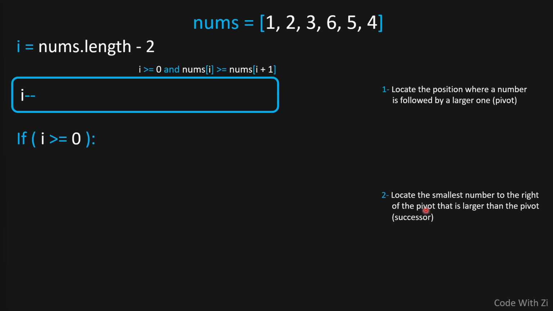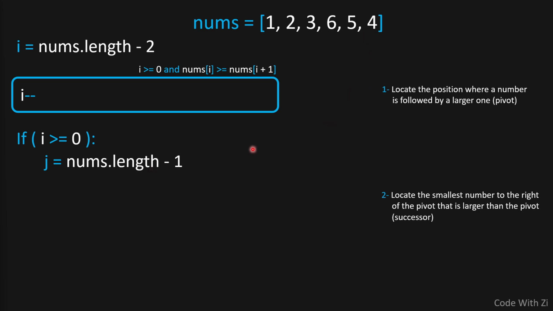the right of our pivot, which is going to be our I, that's larger than the pivot number. Meaning we have to find the smallest number on the right side of our pivot, just like we saw in the previous slides, and it's larger than our pivot. For doing this, we're going to have a j variable, and this j variable is going to be equal to nums.length minus 1, so it's actually equal to the index of the last element inside of our array.